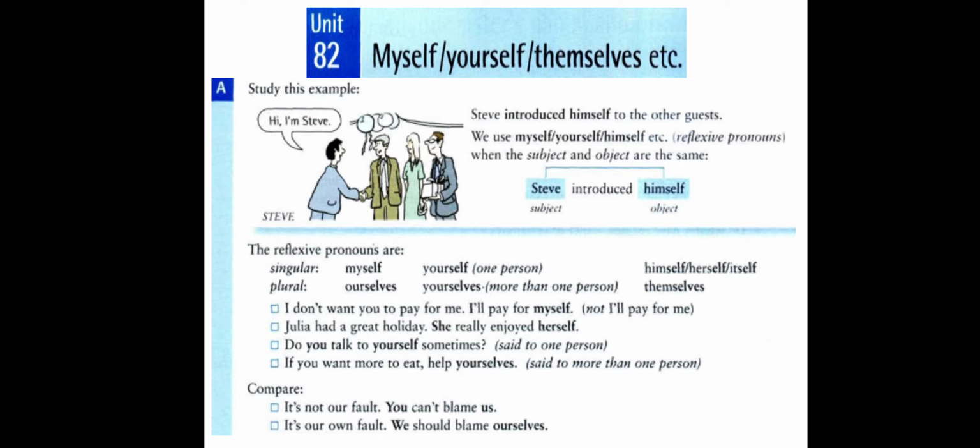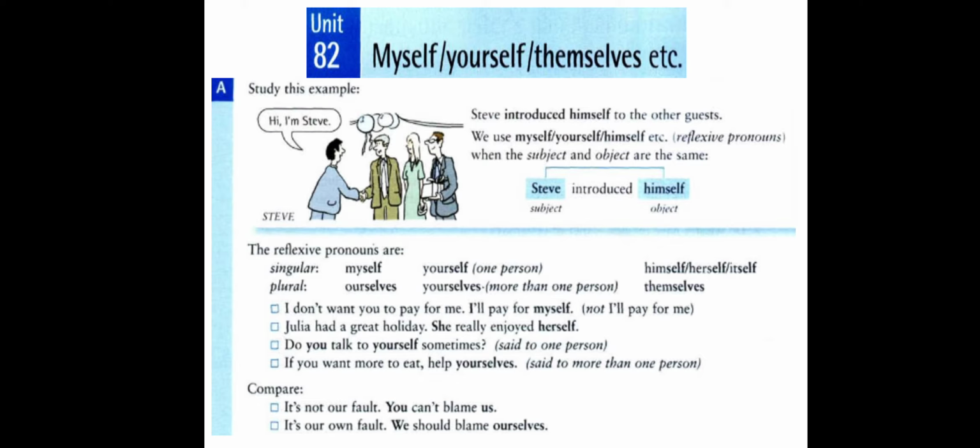Julia had a great holiday. She really enjoyed herself. She is the subject and she is the object, so it becomes herself, reflexive pronoun, not her only. Because the subject and the object are the same, we say she really enjoyed herself.